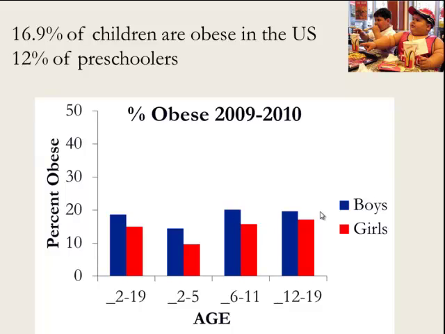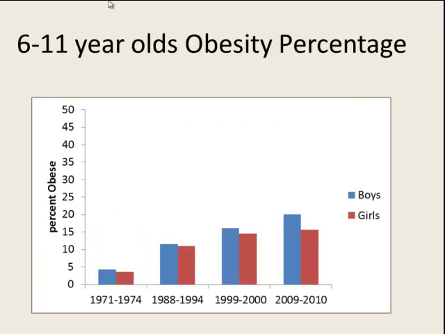These are really big numbers. 6 to 11-year-olds obesity percentage. Look at that growth. We're having children who are getting type 2 diabetes. This was a disease that affects the pancreas and the insulin levels, and it usually only hit people much later in life.